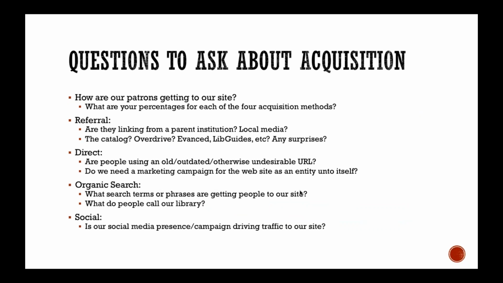So how do people get to our site? What does your pie chart look like? What are the percentages? Where do they link from? Maybe if the local media has done a spot on you, there might be a link from a newspaper website. They might be referring from that. Are they linking from your other tools? Are there any surprises in there? If you have LibGuides, is there a link from LibGuides?